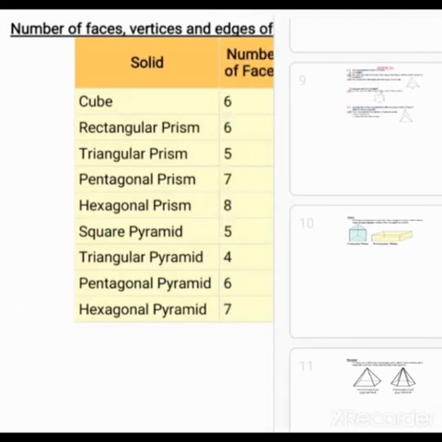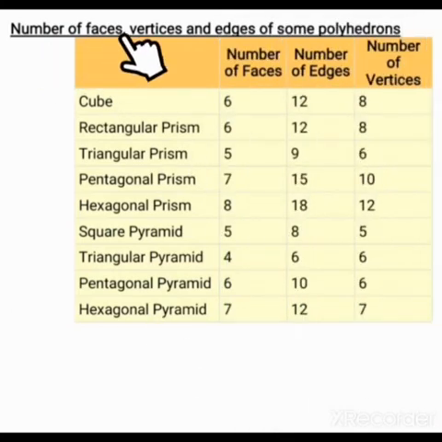Now come to the next point: number of faces, vertices and edges of some polyhedra. Now here solids are given, with the number of faces, number of edges and number of vertices. In a cube, 6 faces, 12 edges and 8 vertices. In a rectangular prism, 6, 12, 8.